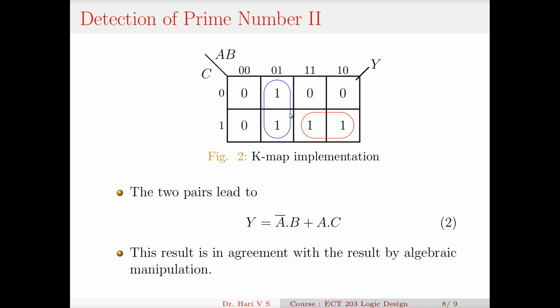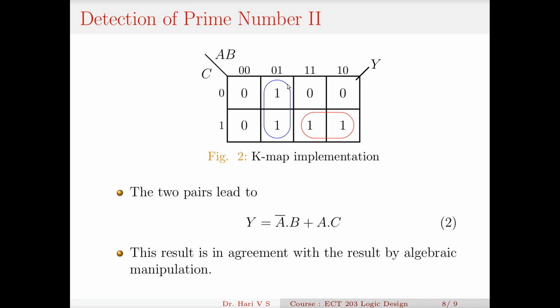Now here you can see that there are no quads. There are only pairs. A quad comes if this is also a 1. What is a quad? You may be wondering. That is, if this 0 were a 1, I could construct a quad like this, 4 of them. But unfortunately this is a 0, so I can have only pairs. So I mark these 2 pairs with blue and red ovals.